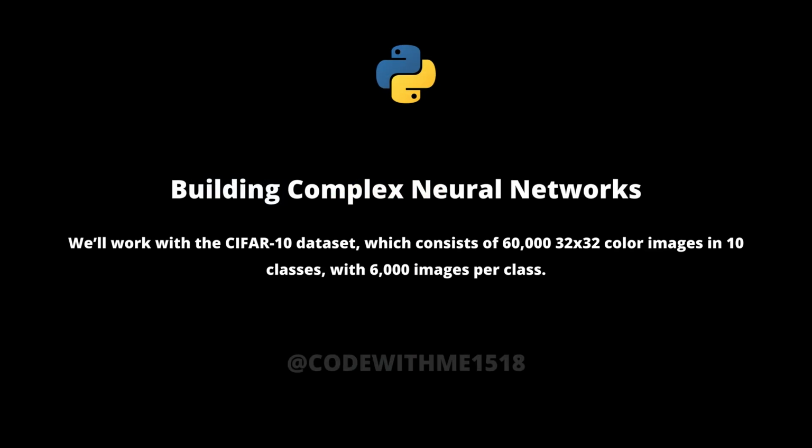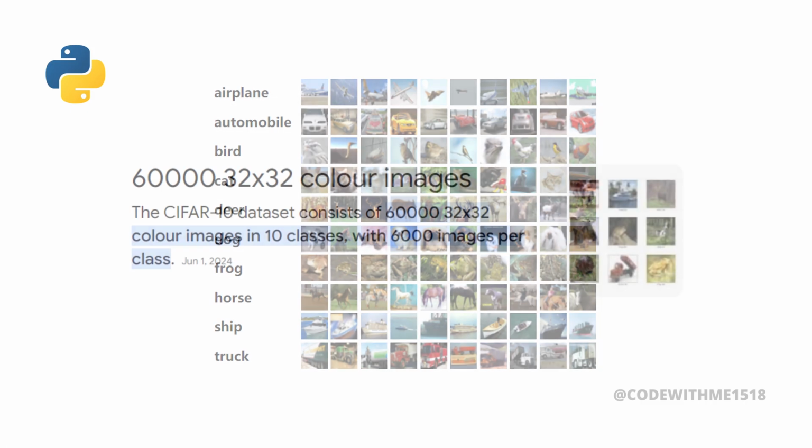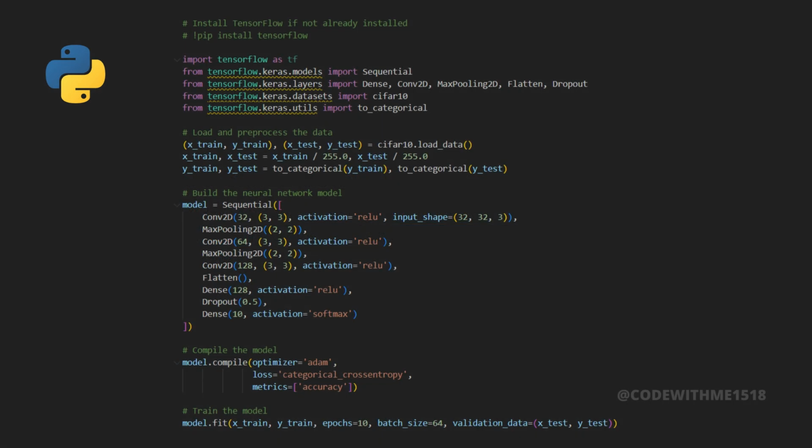Now, let's get hands-on and build a more complex neural network using TensorFlow and Keras. We'll work with the CIFAR-10 dataset, which consists of 60,000 32 by 32 color images in 10 classes, with 6,000 images per class. First, let's install and import the necessary libraries.